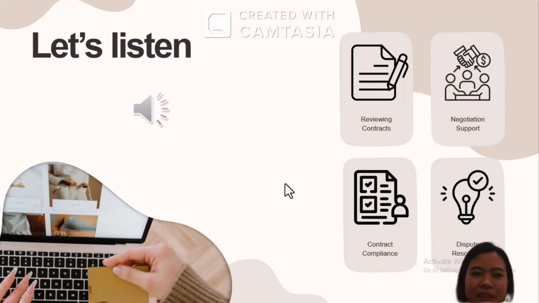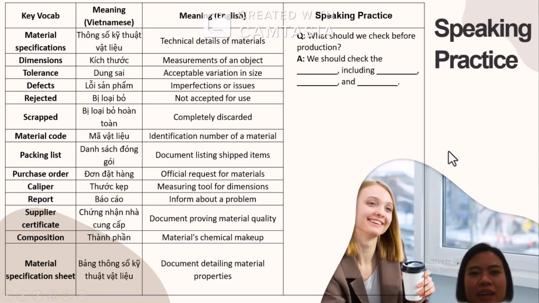Have you got all the main idea and details of the dialogue? Now let's practice speaking. As you can see, on the three left columns we have the keyword, their meanings in Vietnamese and their meanings in English. And on the right column, we have some sentences to help you practice speaking. Now let's start.